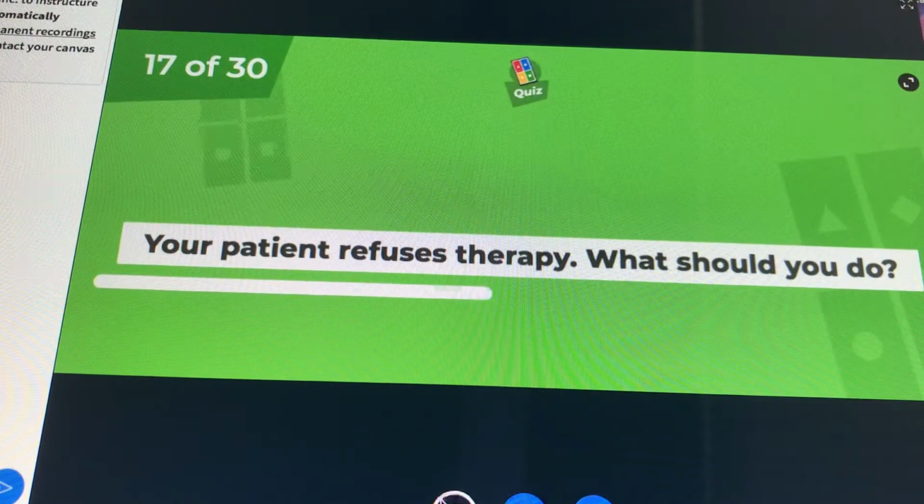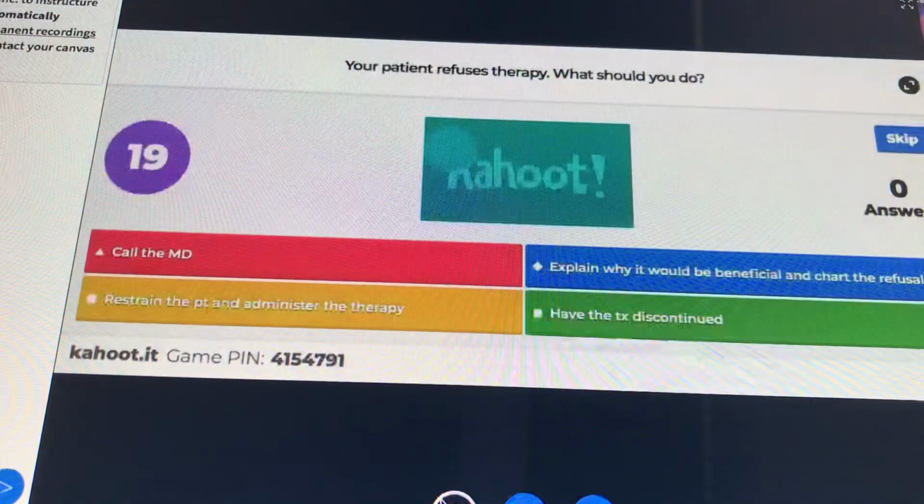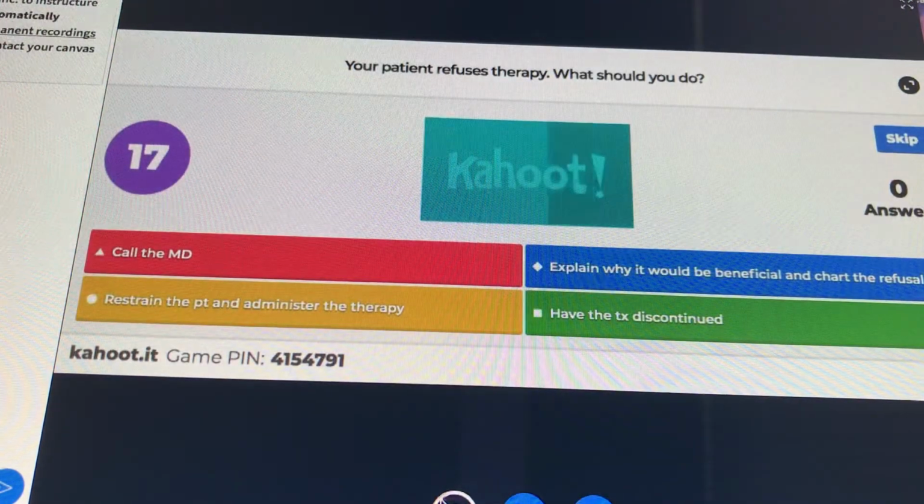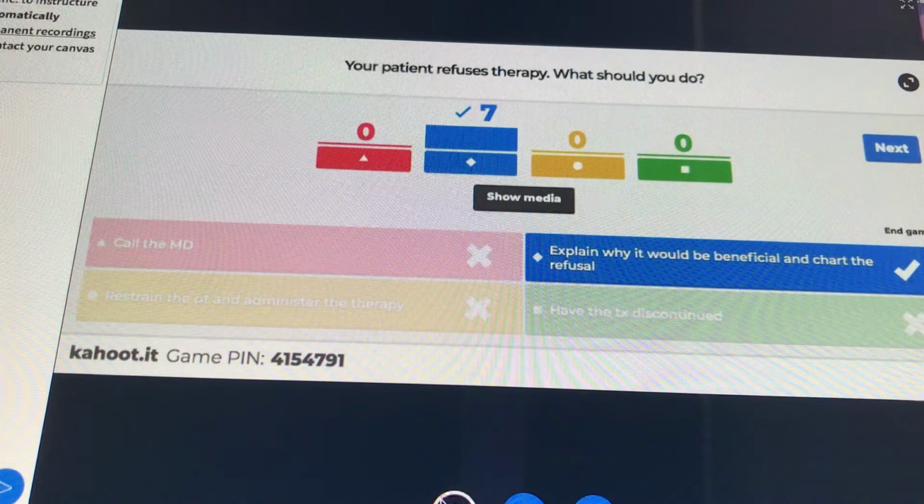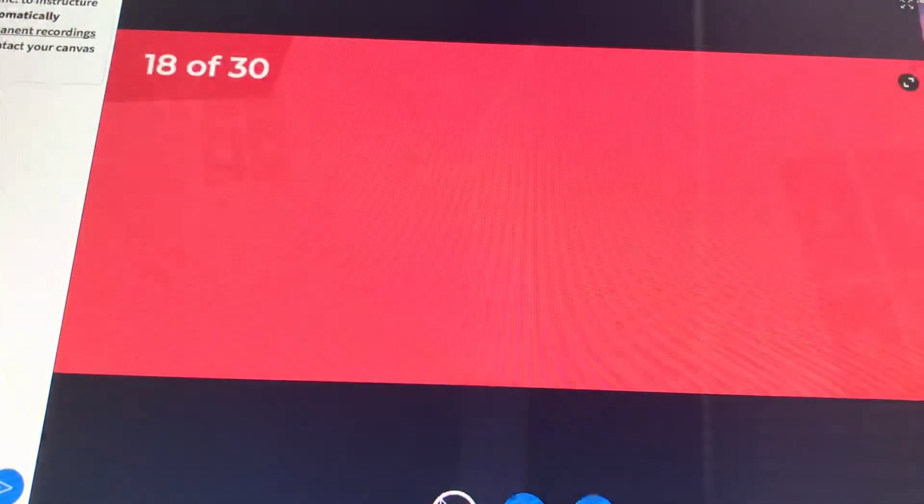Okay, 17, your patient refuses therapy. What should you do? Good. Explain why it would benefit them, explain the consequences. If they still refuse, document their refusal. You can even tell your supervisor if that's necessary.